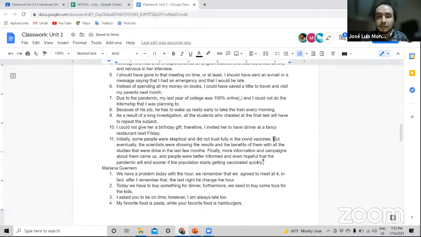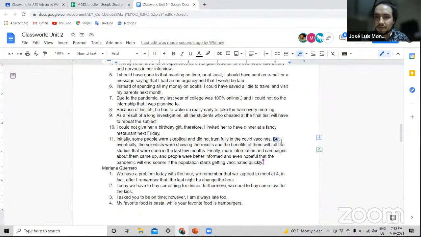So you can say over here, eventually, comma, however, comma. The scientists were showing the results, right? And the benefits of them. So in that way, your main idea is not but. Your main idea is eventually. But to the idea of eventually, you are adding a second idea, which is contrast. And the best idea for contrast in complete sentences, in big sentences, is not but. It's a transition word such as however.